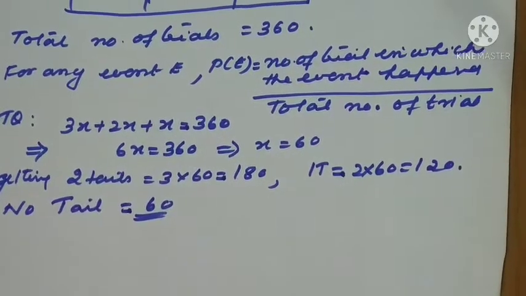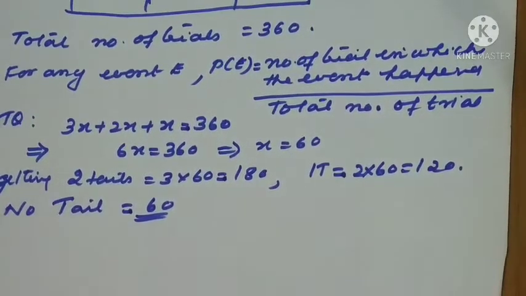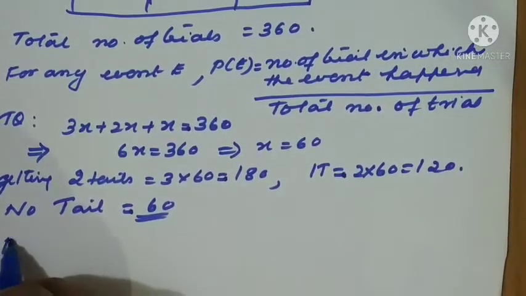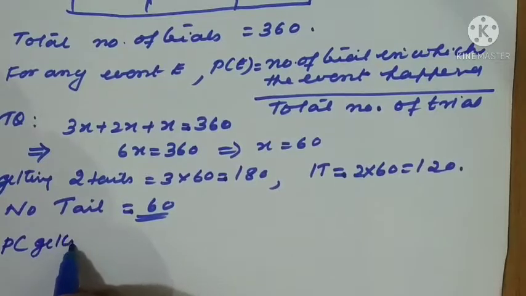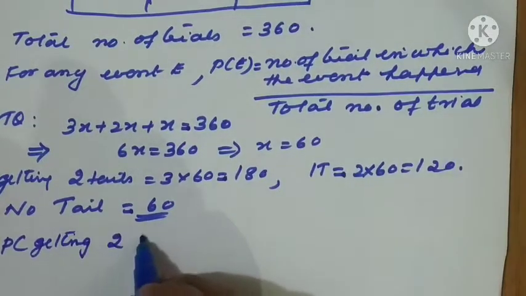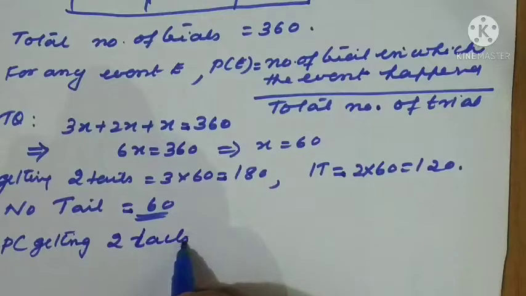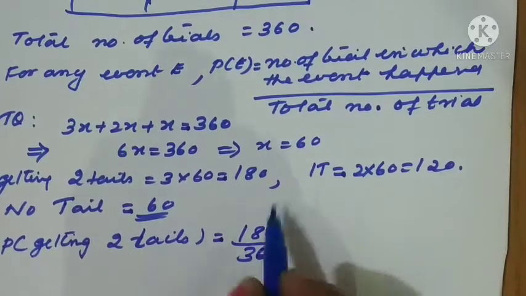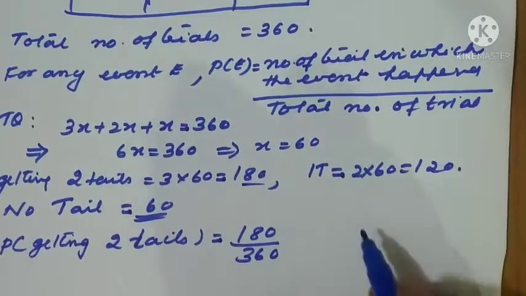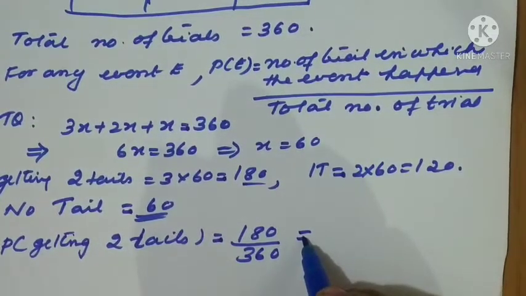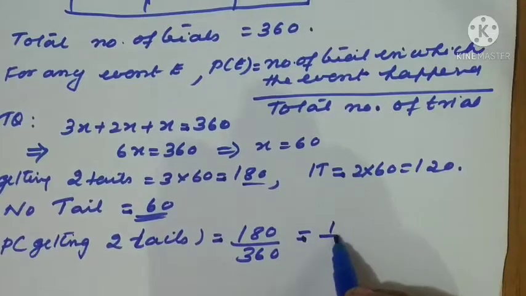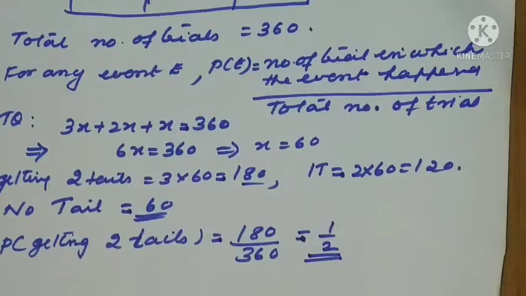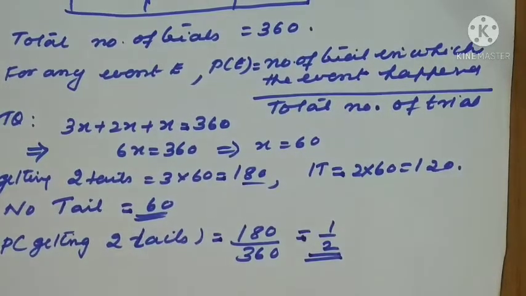Okay. Now we can calculate the probability, right? What is the probability of getting two tails? Favoring event is 180 out of 360. See here 180 we have calculated. So 180 by 360 it is equal to 1 by 2. So the probability of getting two tails equal to 1 by 2 only, right?